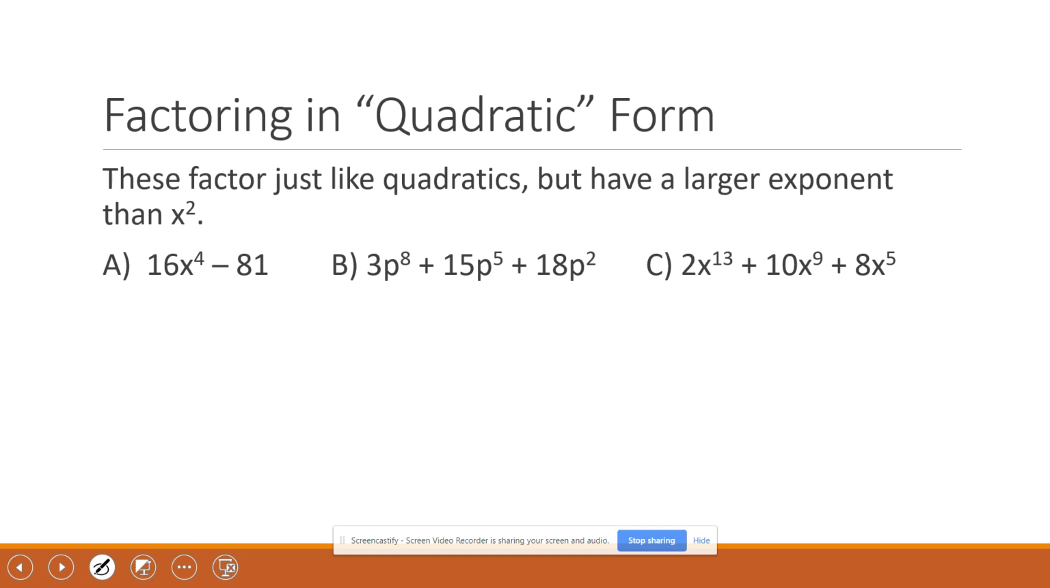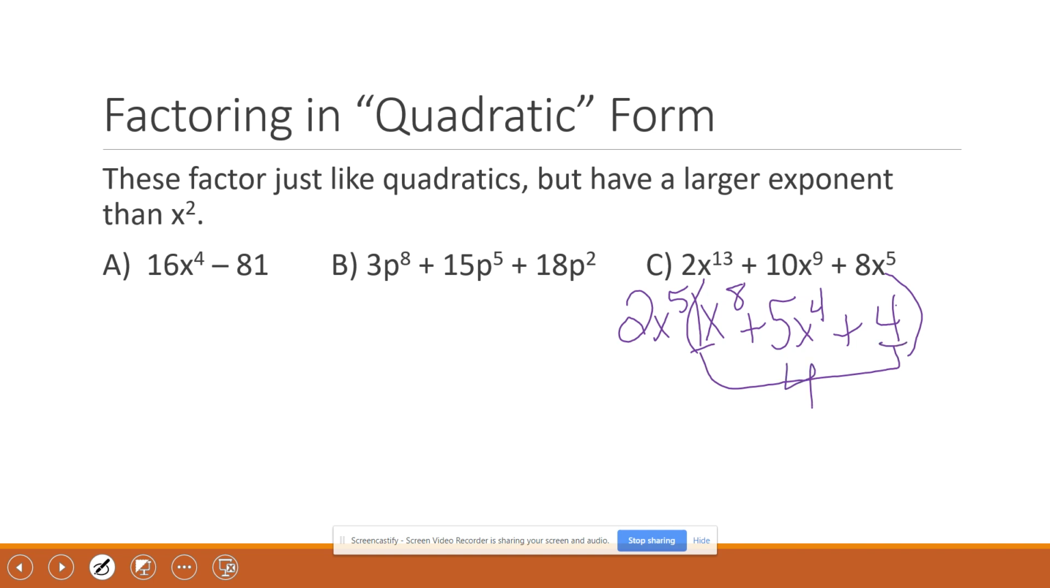All right, example C. So I'm again going to look and say, do we have a greatest common factor that we can pull out? And we do. It's going to be 2x to the 5th. We pull that out, we're left with x to the 8th plus 5x to the 4th plus 4. So we have 1 times 4 is 4. The factors of positive 4 that add to positive 5 are going to be 4 and 1.